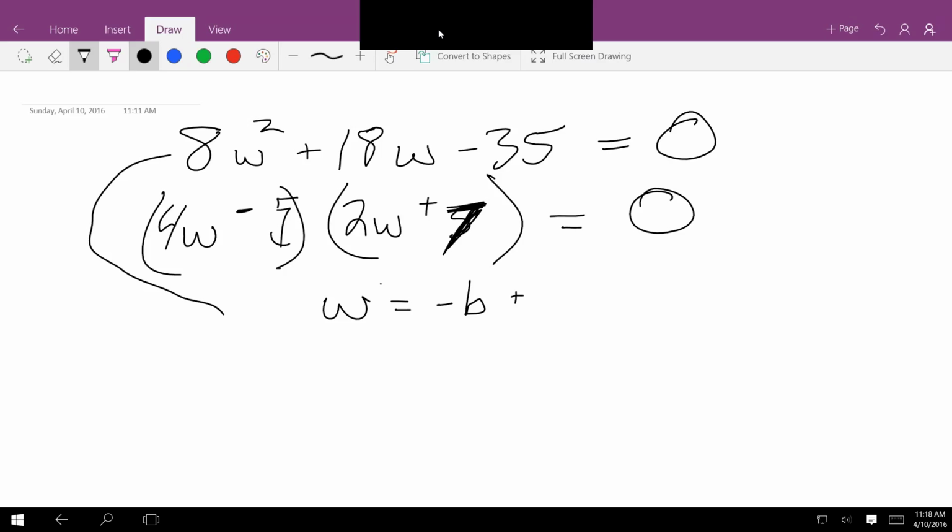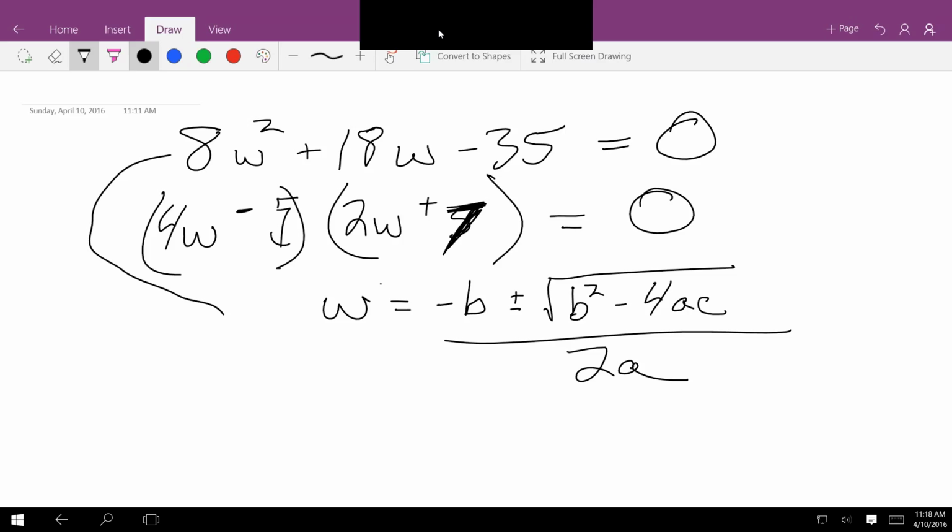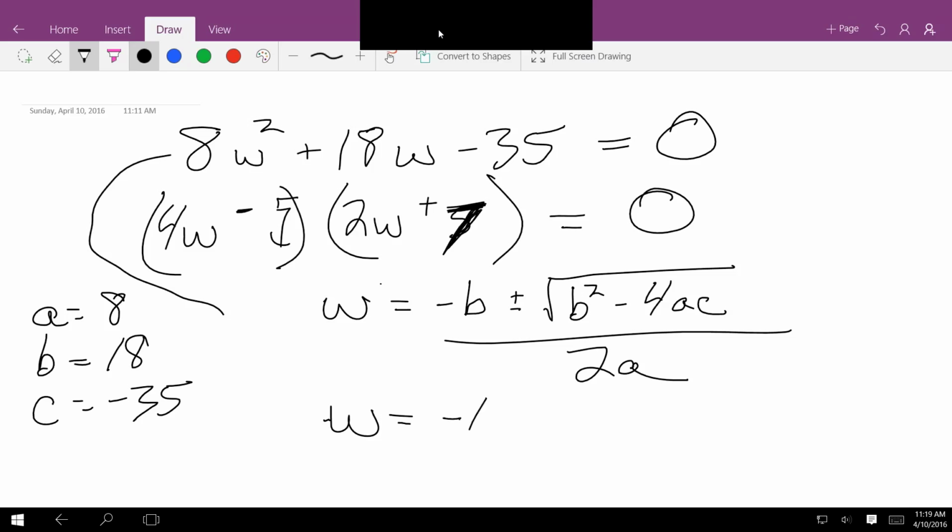So then it's plus or minus the square root of b squared minus 4 times a times c, over 2a. And in this case, a is equal to what? 8. B is equal to what? 18. And C is equal to what? Negative 35.